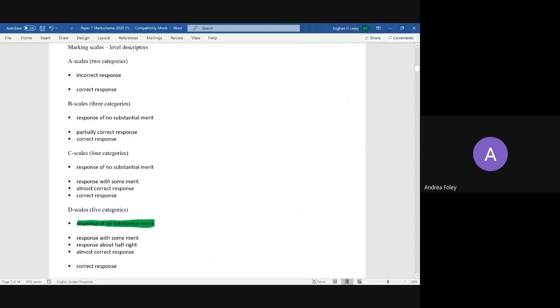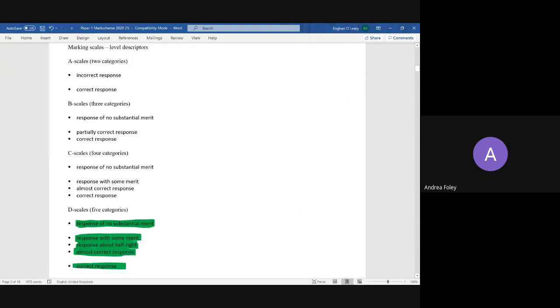A response of no substantial credit will get you 0 marks. The second one, which is your 4 marks, would be a response with some merit. Then your 7 marks would be for a question that's about half right. Your 8 marks would be for an almost correct response. And lastly, you would get the full 10 marks for a correct response.